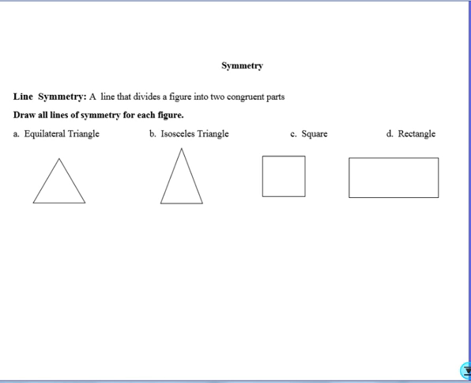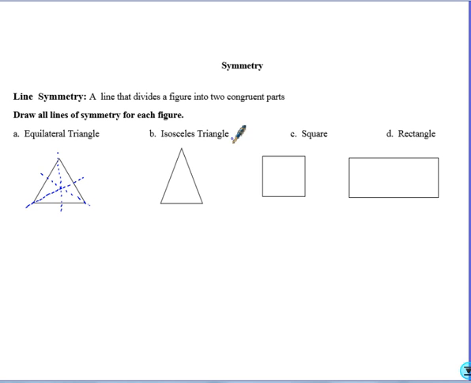So we're going to look at a couple of shapes here and talk about where exactly all the lines of symmetry are. So in an equilateral triangle, that means all the sides are the same, I can actually draw three lines of symmetry. And those lines of symmetry, if you cut that out as a piece of paper and you were to fold it, it would fold nice and evenly onto itself.